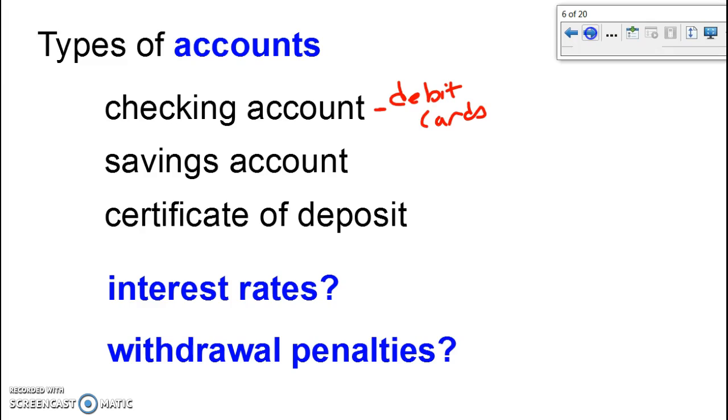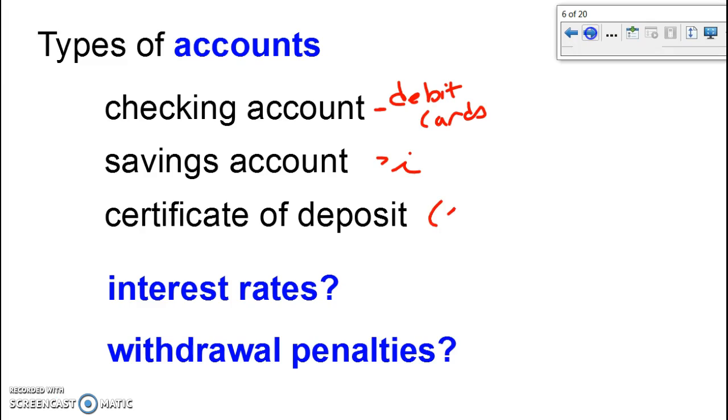So savings accounts tend to pay a little bit more interest than checking accounts. Right now, because of the low interest rates from the Fed, the low prime rate, and, of course, the low federal funds rate, nobody's really paying much interest at all. But if interest rates went back up again, savings account interest rates would definitely be higher than checking account interest rates. And then certificates of deposit tend to have a little bit higher interest rates. They're still pretty low right now.